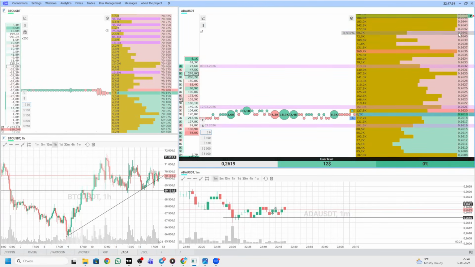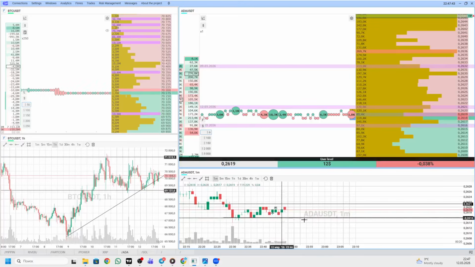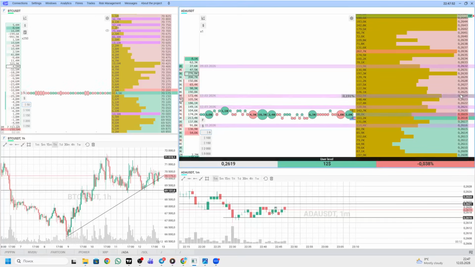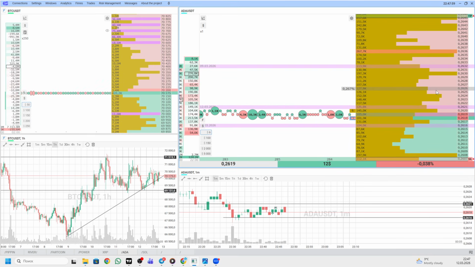You see, user level, L. And for example, I want to put it here. You see, there is a level. And if you look at the chart, you will see this level over here. You see, it appears, this one, and it disappears. So like this, sometimes it's very useful.